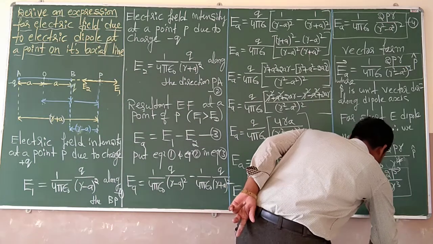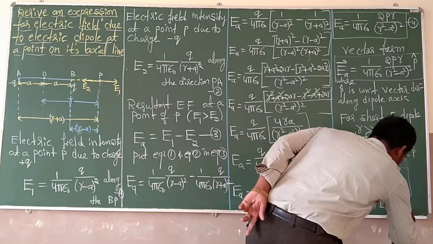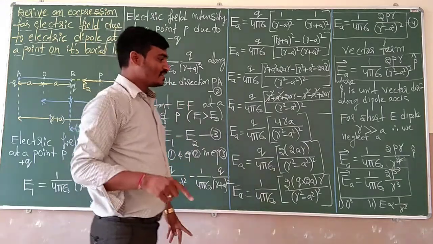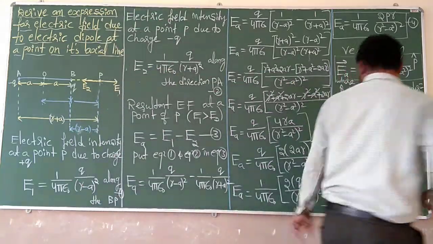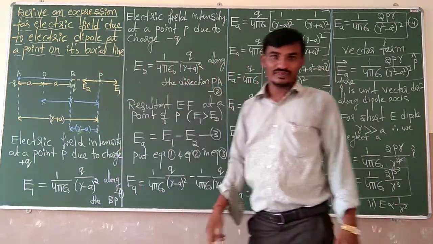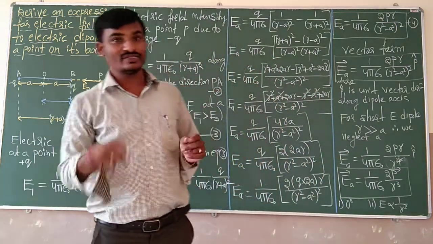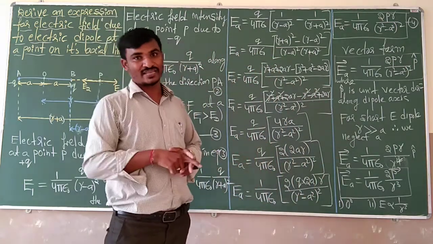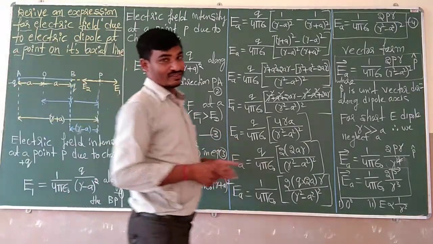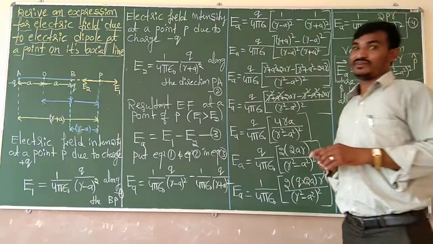Also, second point, electric field for an electric dipole is always inversely proportional to the cube of the distance. But electric field due to point charge is E directly proportional to 1 by r square. But electric field due to dipole, E is directly proportional to 1 by r cube. You have to remember. Okay.